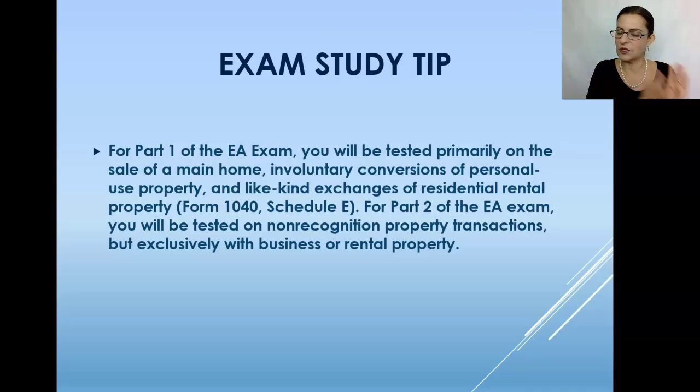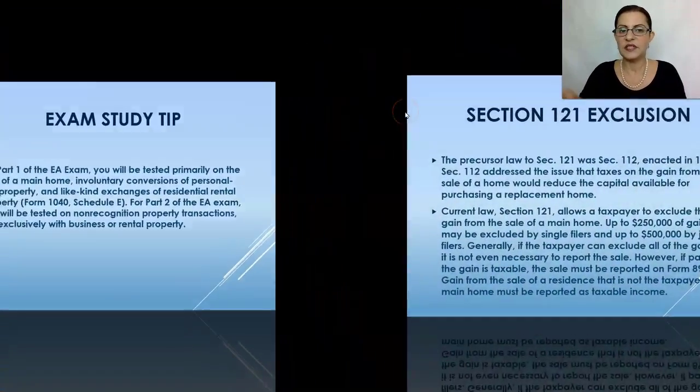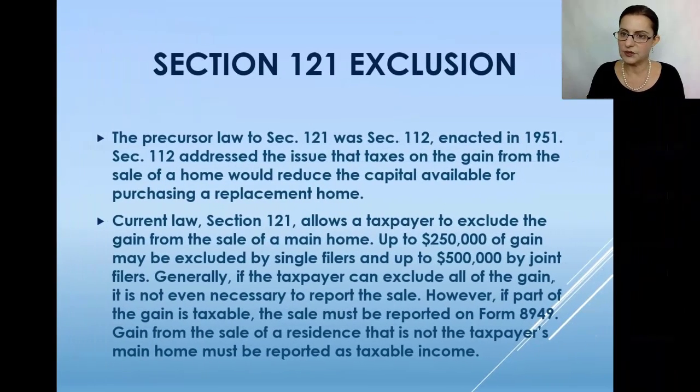And then we're just going to cover the sale of a main home in this webinar, because only individuals can sell their main home. That particular code section only applies to individual humans, not to businesses. So this is called the Section 121 exclusion. It's IRC Section 121, which is why it's called this.